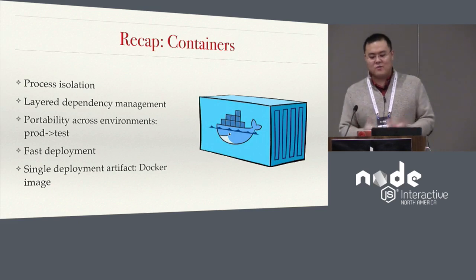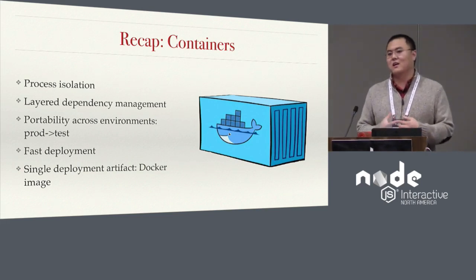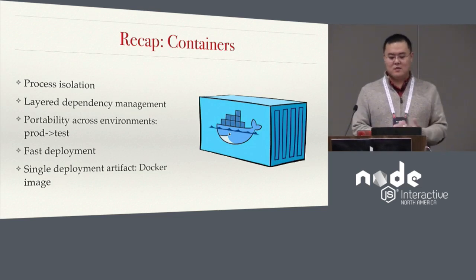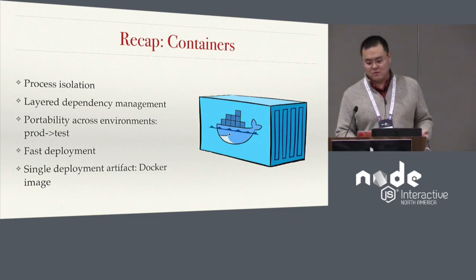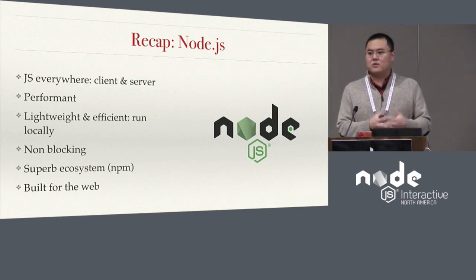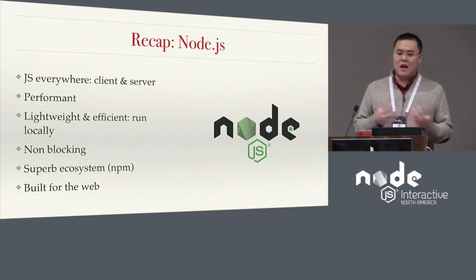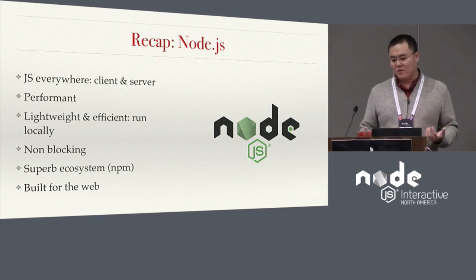As a quick recap, the reason we went with containers is they give you process isolation, layered dependency management, and portability across environments, right? So I can take an image that I deployed to prod and bring it down and test that. It gives me fast deployments and a single deployment artifact. And this lets me test my build artifacts anywhere in the cloud or locally even. And with Node, as you all know here, the reason we chose Node is we could use JavaScript everywhere, right? Client and the server. So it's really easy for engineers when they're writing their apps to write JavaScript on both the client and the server. It's performant, it's lightweight, there's a superb ecosystem in all the NPM modules, and it's built for the web.